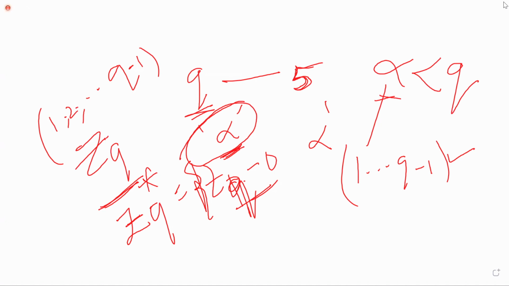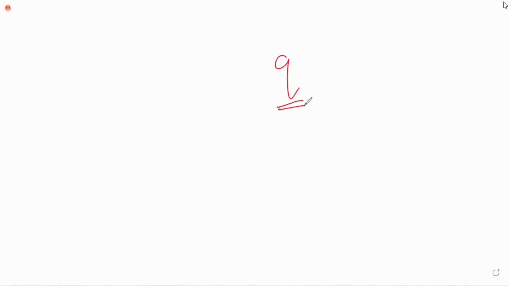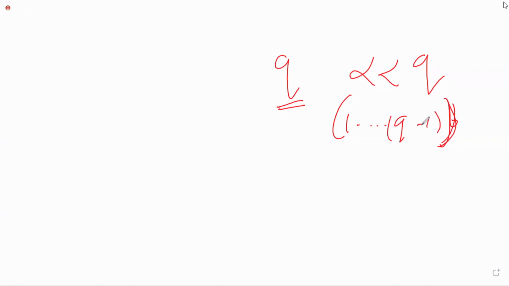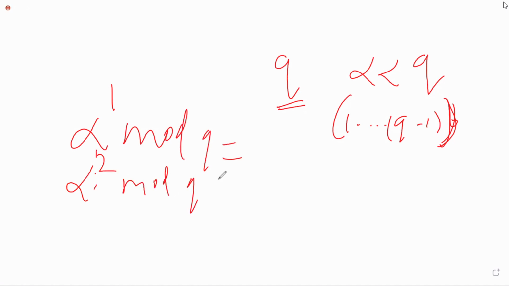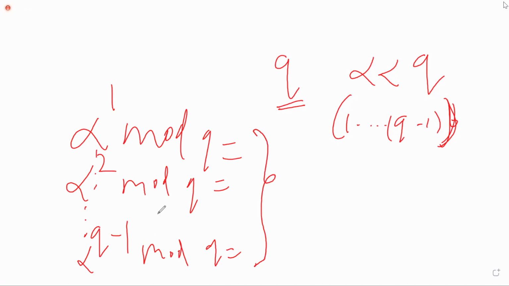And are all the numbers 1 to Q minus 1 primitive roots? No. Primitive root means, for a given number Q, alpha is less than Q and alpha value is from 1 to Q minus 1. Alpha is said to be a primitive root if alpha power 1 mod Q gives some number, and like that alpha square mod Q, and so on, alpha power Q minus 1 mod Q gives some number. Whatever list of numbers we are getting, if this list consists of all the numbers from 1 to Q minus 1, then alpha is called the primitive root. Understood?